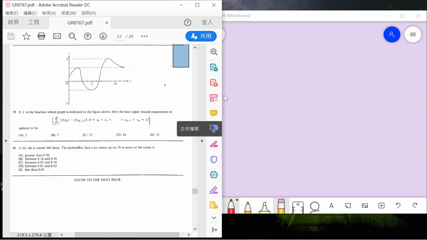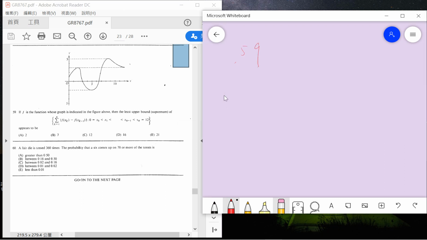Welcome guys. So we keep solving the math GRE 0767 form, problem 59. He asked us about this strange absolute value sum, and asks about the bound. Basically, if you take the limit for this function, then what it calculates is called arc length. It calculates the arc length of the curve. Okay.